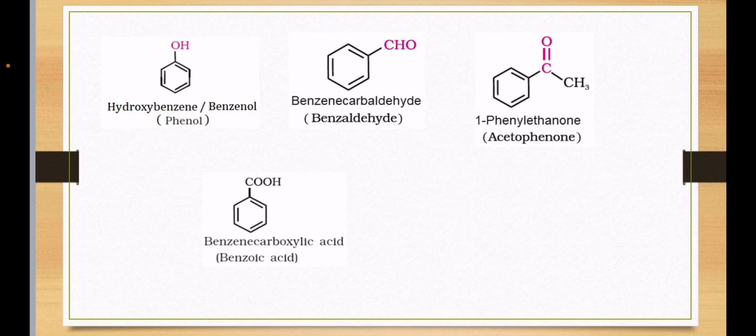Then if CHO group is directly attached to the benzene ring, it is benzaldehyde. Then it is a ketone. If it is directly attached, it is 1-phenylethanone, or acetophenone is the common name we actually use. And for carboxylic acid, if COOH group is directly attached to the benzene ring, then it is benzoic acid. So this was all about the nomenclature of the organic compounds.